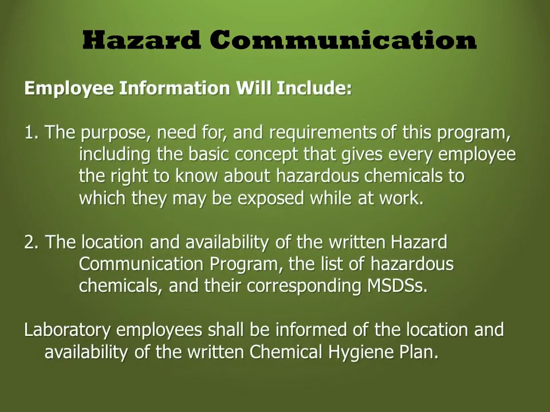Employee information will include: 1. The purpose, need for, and requirements of this program, including the basic concept that gives every employee the right to know about hazardous chemicals to which they may be exposed while at work. 2. The location and availability of the written hazard communication program, the list of hazardous chemicals, and their corresponding MSDSs. Laboratory employees shall be informed of the location and availability of the written chemical hygiene plan.